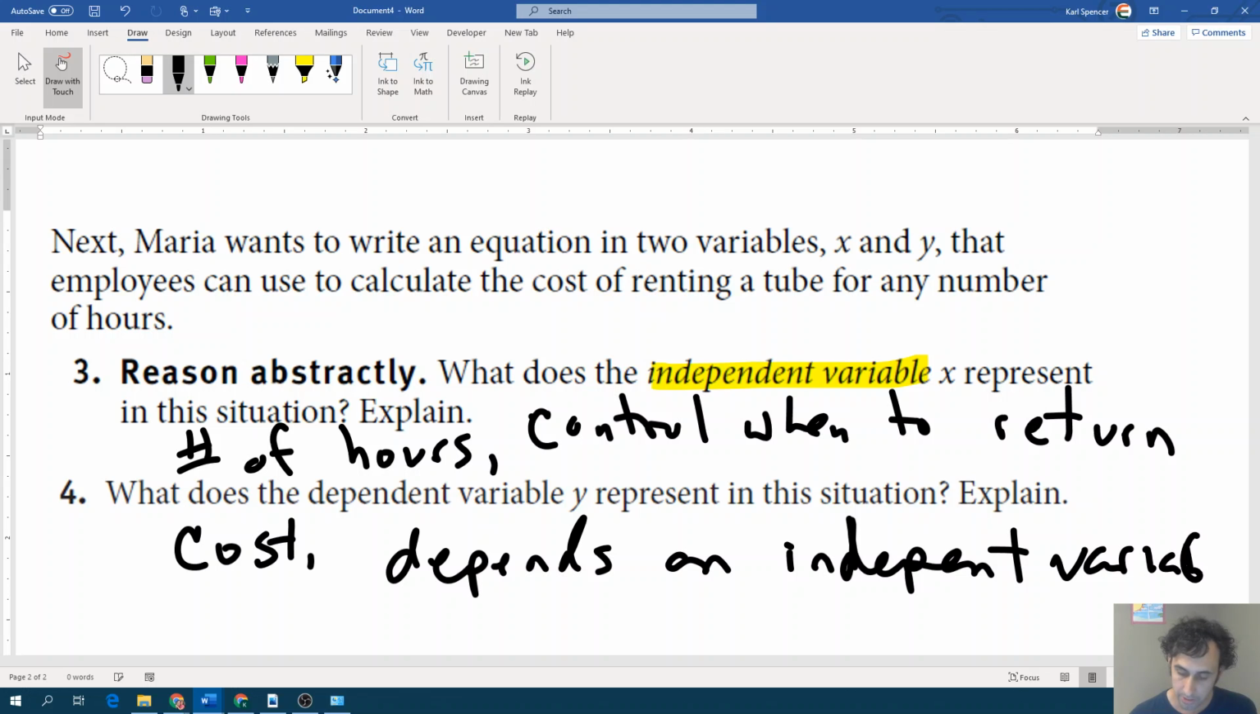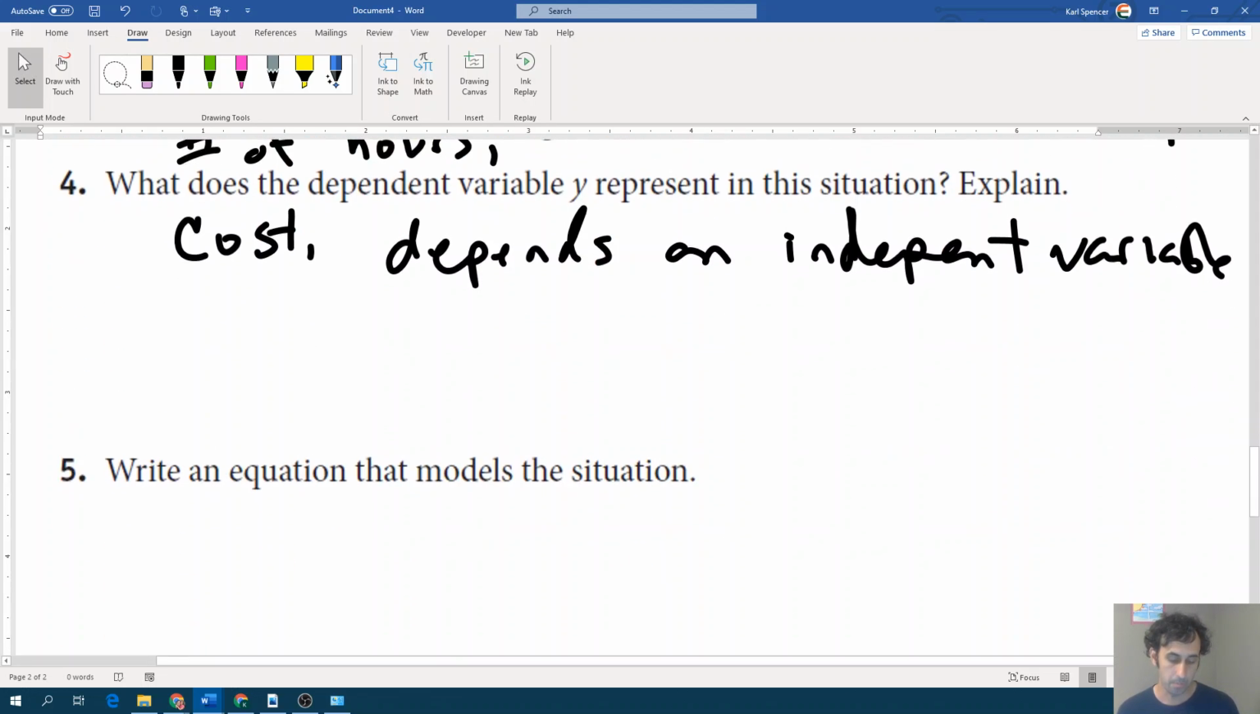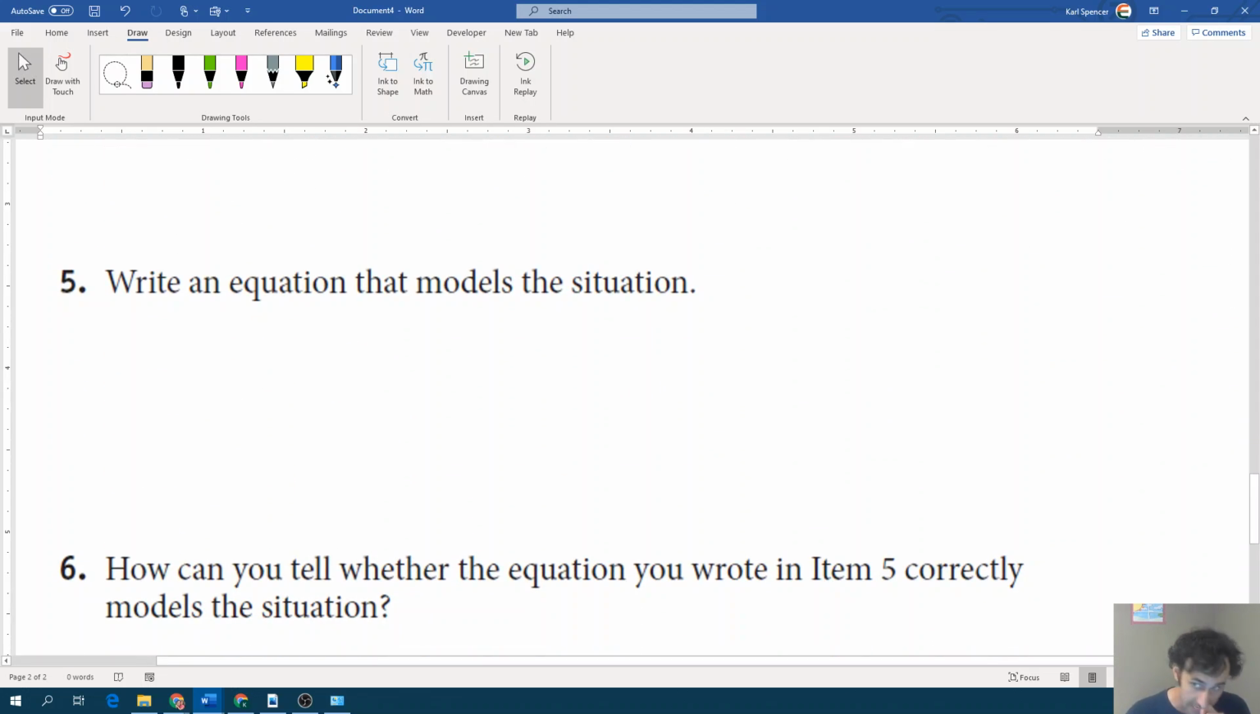And so that's sort of how you can tell the difference between independent and dependent. The dependent is calculated from that independent value. Again, you'll see these pop up in science, and you're going to see these pop up throughout the year as we go. So step 5 is asking us to write that equation to model this.